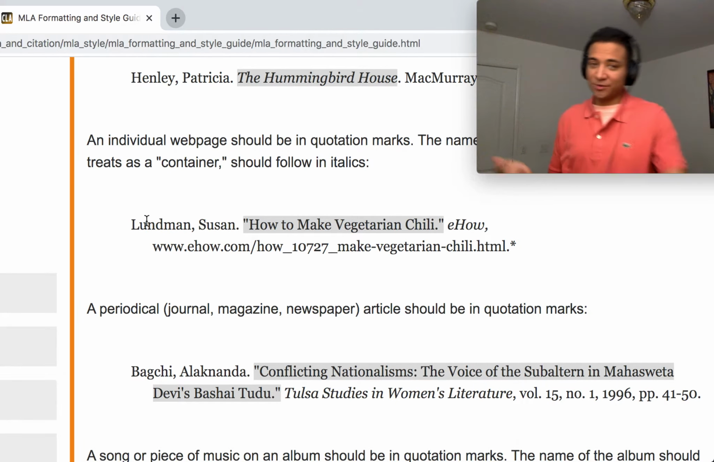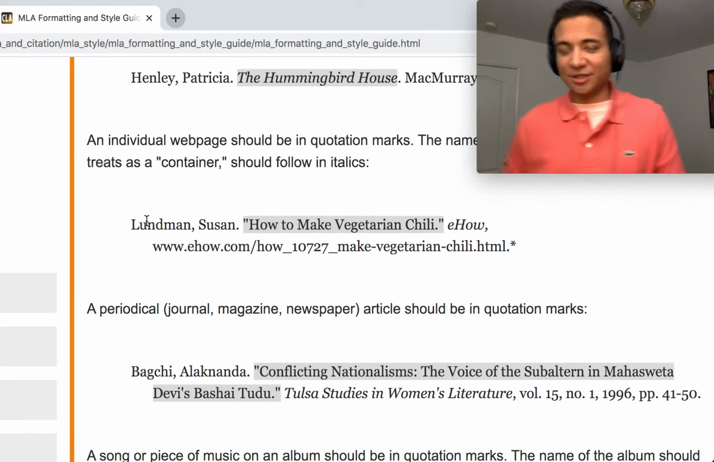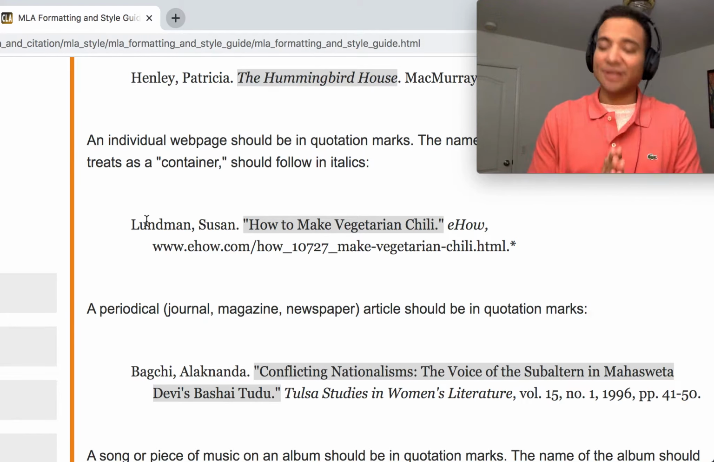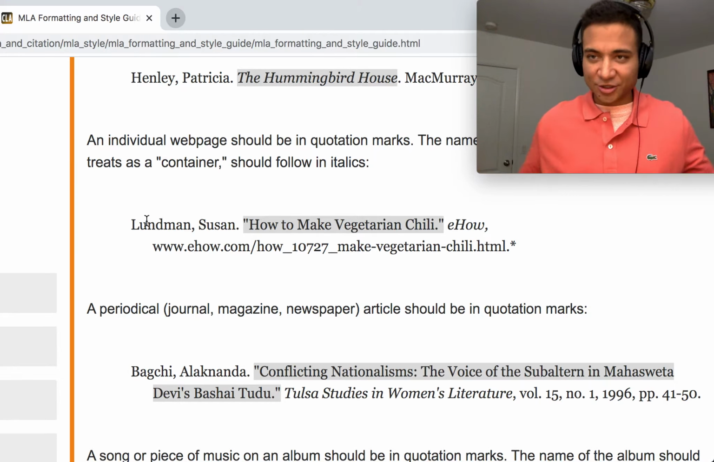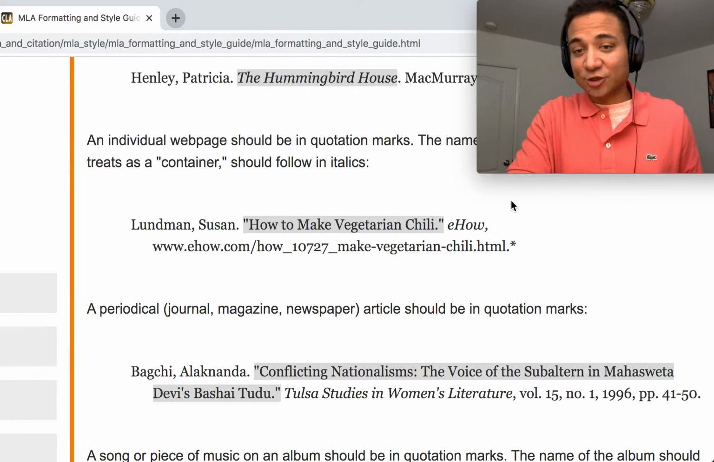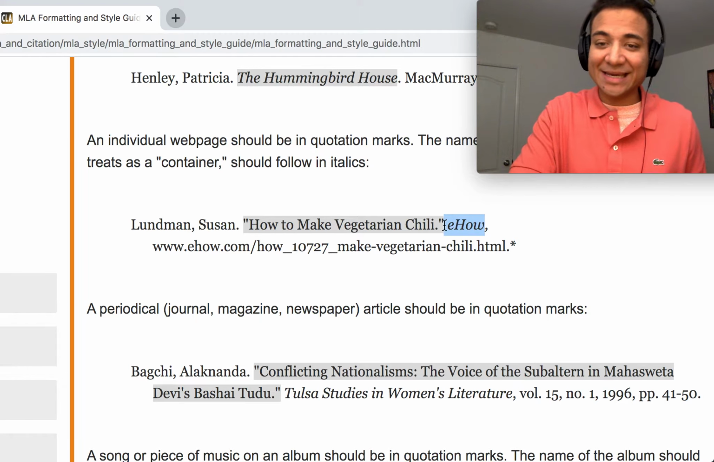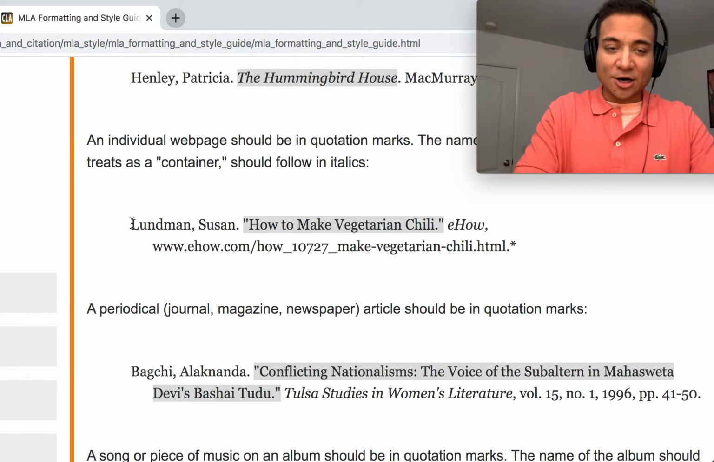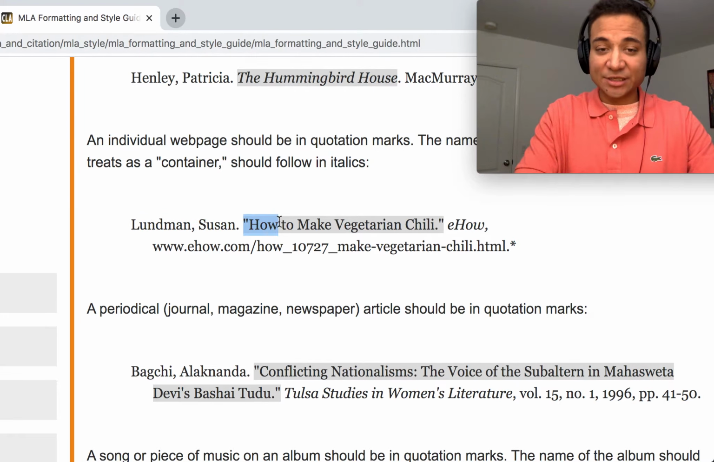Okay. How about this one? Lundman Commons Susan, How to Make Vegetarian Chili. Cool. That's the article title. Remember, articles are found within larger publications, or larger containers. In this case, since this is an electronic source, this is found in this website, eHow. Of course, it's italicized because that's the container. So, author Lundman Susan, source title, How to Make Vegetarian Chili.